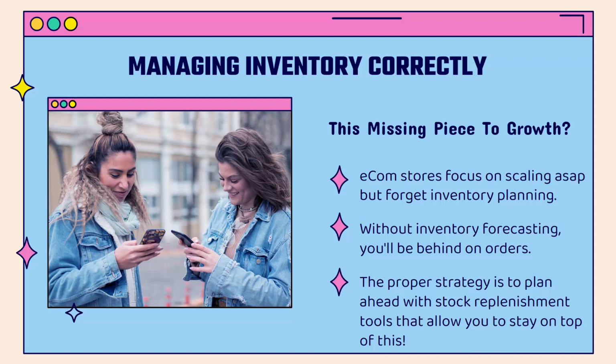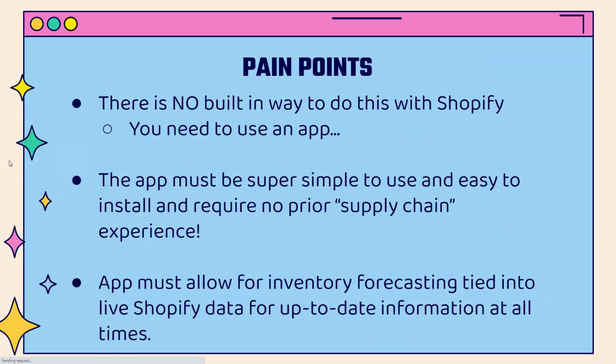But the proper strategy is to plan ahead with stock replenishment tools that allow you to stay on top of all of this, right? You're going to know when your stock is running low, which products are trending and need to be paid attention to, potentially reordering early. Are your orders coming the right way, are they coming in at the right times, are you going to be able to fulfill the amount of orders that you're planning to grow to, right? That's super important information, but there's no built-in way to do this with Shopify.